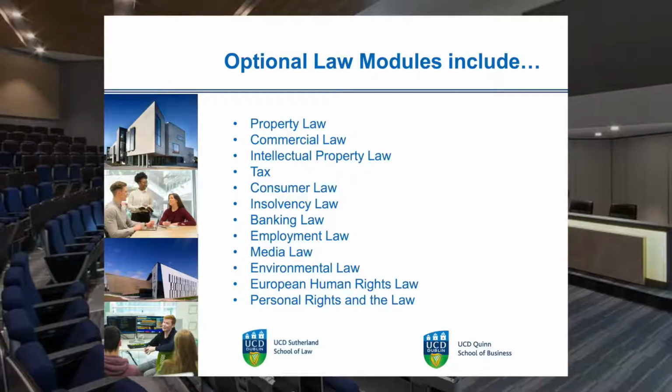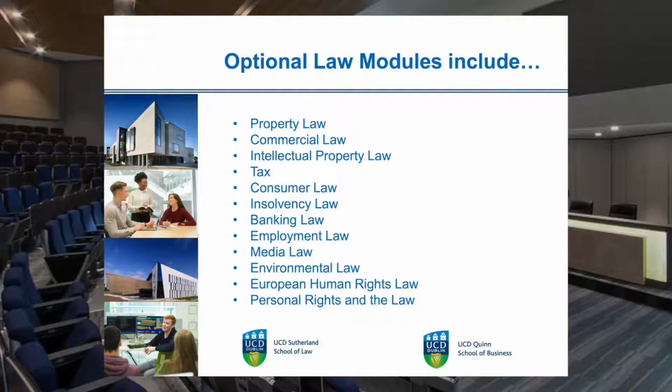Here we have a list of the optional law modules, and they include property law, commercial law, intellectual property law, tax law, consumer law, insolvency law, banking law, employment law, media law, environmental law, European human rights law, and personal rights and the law. As you can see, they're mainly business focused and mainly business orientated, hence marrying the two disciplines of business and law. Generally, students choose from this list of options in years 3 and 4 as part of the 30 credits that they have in each year.